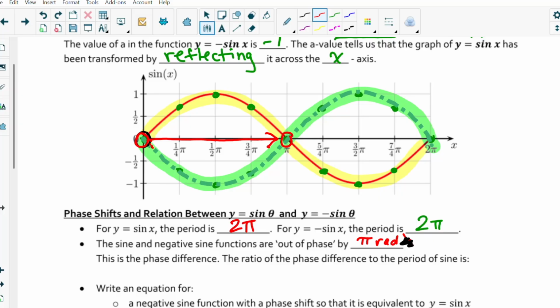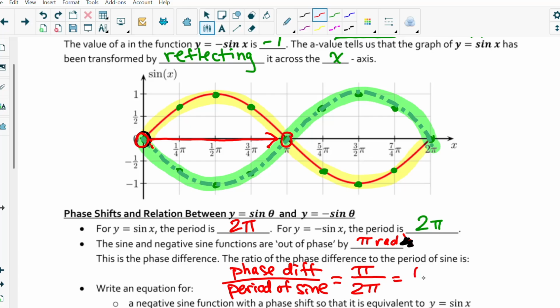This is the phase difference. The ratio of the phase difference to the period of sine equals pi over 2 pi, which is just 1/2. This ratio will come in handy later when we're asked to rewrite a sine function in terms of its negative version, negative sine function, or a cosine function in terms of its negative version. We'll do that later on down below.